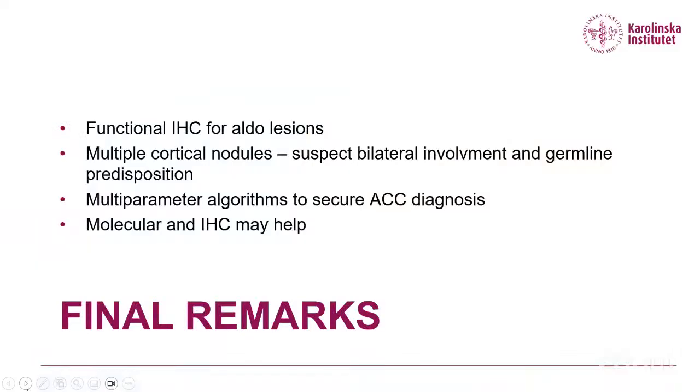Some final remarks. Always, if you can, and if you have access to this wonderful antibody, which is CYP11B2, use functional immunohistochemistry for aldosterone-producing lesions. If you have multiple cortical nodules, always suspect bilateral involvement and germline predisposition. So suggest that in the tumor board. If you can, use multi-parameter algorithms to secure the ACC diagnosis. And remember that molecular and immunohistochemistry may help, but it's not really diagnostic. So we're still stuck with morphology for most aspects when we diagnose ACC in the clinical context.